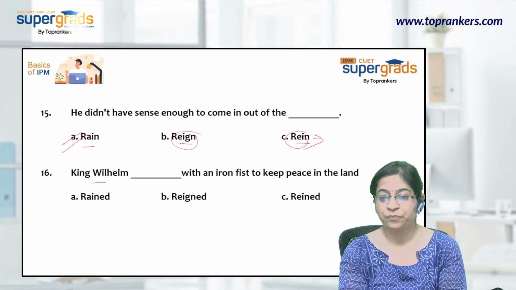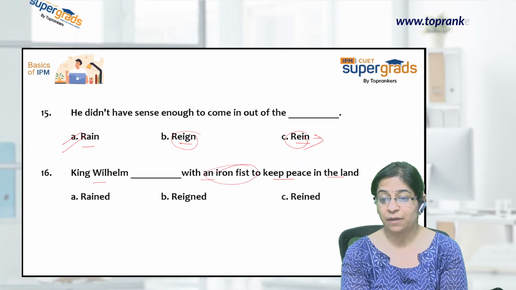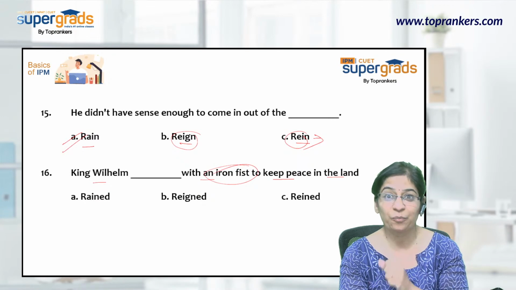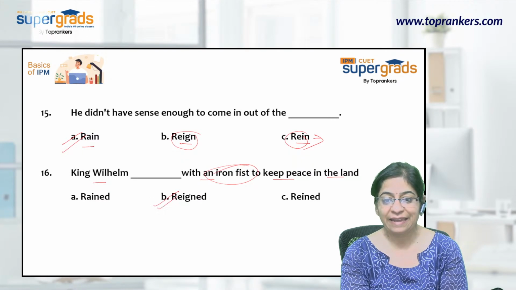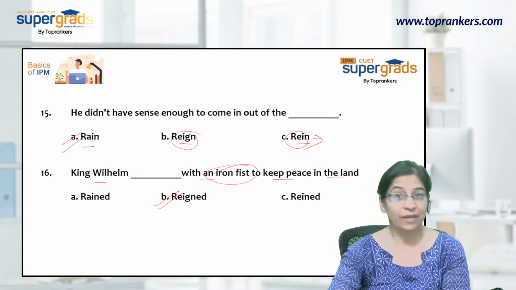King Wilhelm dash with an iron fist to keep the peace in the land. Well, if somebody is doing something with an iron fist, that means he's doing it ruthlessly, oppressively. So he probably reigned, ruled with an iron fist to keep peace in the land. We can rule out the other options.